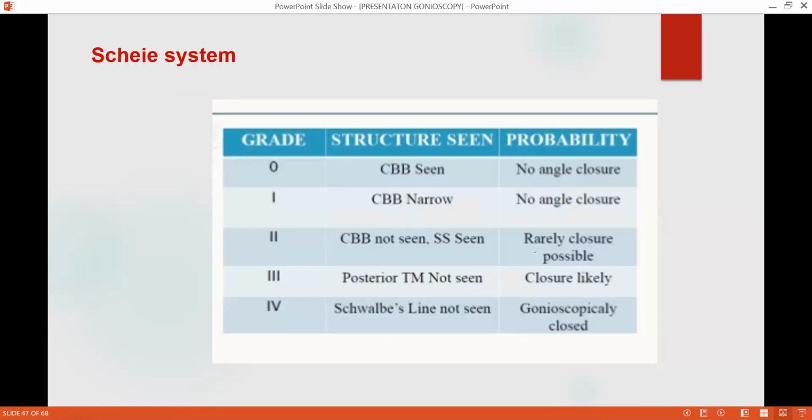The Shaffer system is exactly opposite to the Scheie system. It uses the posterior-most structure seen as grade 0, and in grade 1, the ciliary body band is seen, and it is narrow. In grade 2, the ciliary body band is not seen, only the scleral spur is seen. In grade 3, only the posterior trabecular meshwork is not seen, and the angle is likely to be closed. And in grade 4, the Schwalbe's line is not seen, and this is called a gonioscopically closed angle.